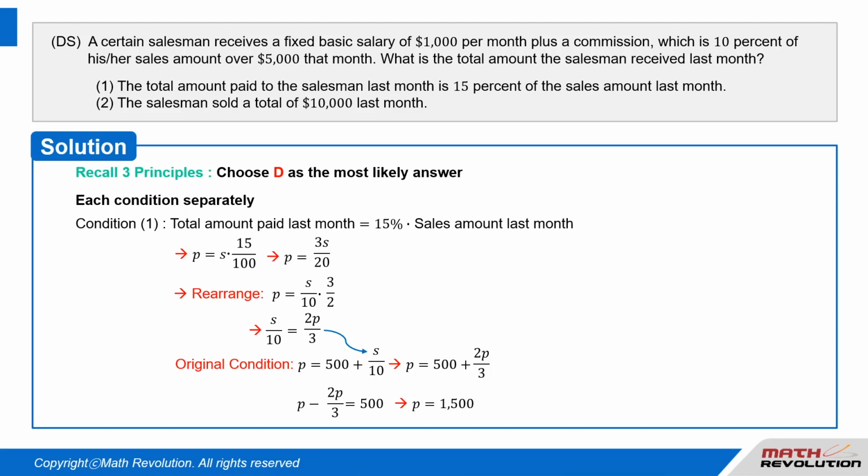Substituting S over 10 equals 2 times P over 3 in the original condition, P equals 500 plus S over 10, we get P equals 500 plus 2 times P over 3. This can be rearranged so that P minus 2 times P over 3 equals 500, or P equals 1,500. Since it is a unique answer, this condition is sufficient.